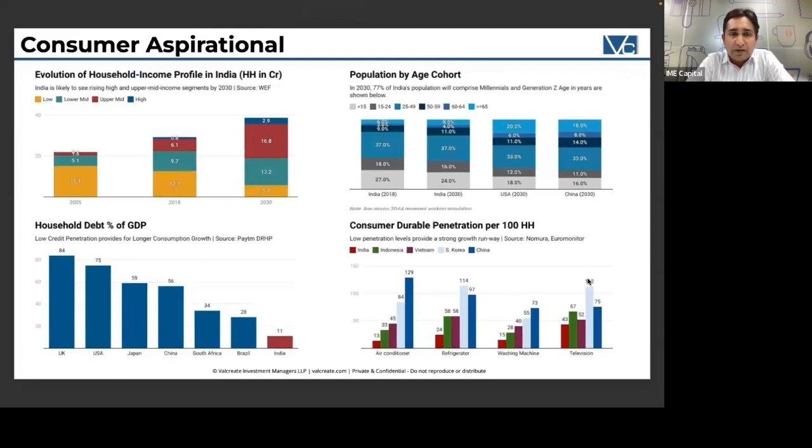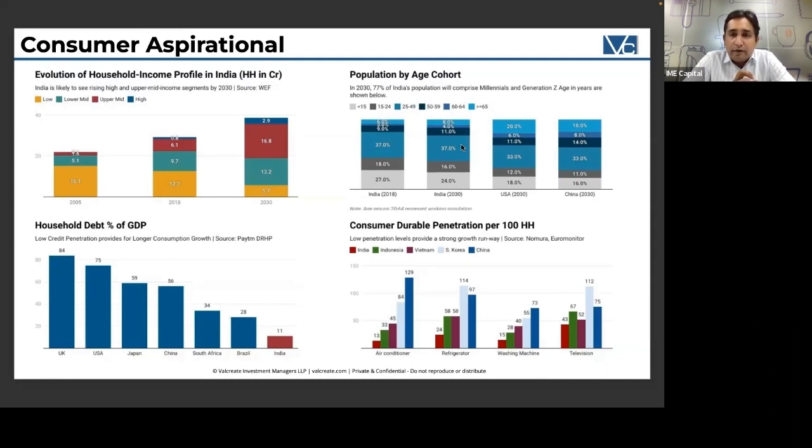I think the consumer aspirational theme is well understood as one of the most recognized macro trends that are likely to play out in India over the coming decade. But really what you're seeing is that over the coming 10 to 15 years, you're likely to see a sharp improvement in the income profile of the Indian household. And you also have a very large amount of youth, which is currently not earning, actually entering the working age group. And they also have very different aspirational levels, very different spending habits.